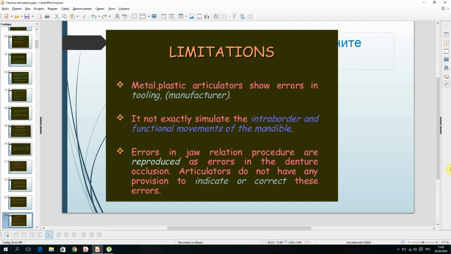Limitations. Metal and plastic articulators show errors in tooling and manufacture. It does not exactly simulate the border and functional movements of the mandible. Errors in jaw relation procedure are reproduced as errors in the denture occlusion. Articulators don't have any provision to indicate or correct these errors.